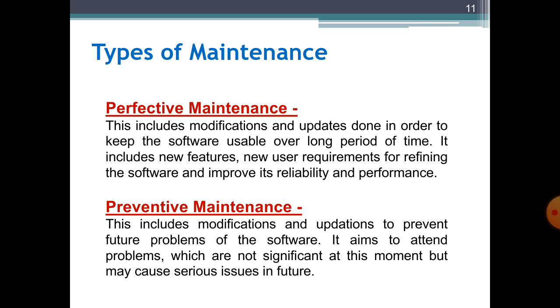And now students, the last one is preventive maintenance. It's about the future. In this type of maintenance, we are concerned about the serious issues which may come in the future. So preventive maintenance is about the future. So students, these are the four types of maintenance which are involved in the maintenance attribute.